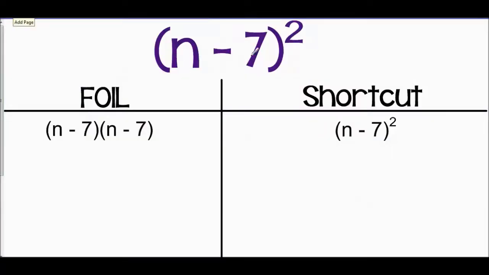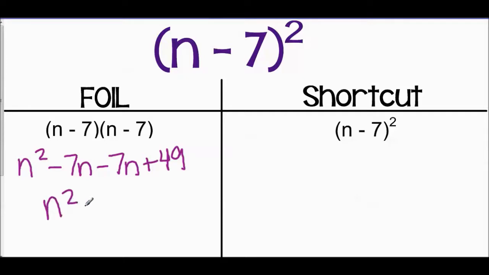Let's take (n minus 7) squared. First, let's FOIL it like you saw last lesson and what you're probably more comfortable with. The first terms, n times n, would be n squared. The outside terms, n times negative 7, would be negative 7n. The inside terms, negative 7 times n, would be negative 7n. And then the last terms, negative 7 times negative 7, would be positive 49. Then I can combine like terms of negative 7n and negative 7n. So I'm left with negative 14n plus 49.